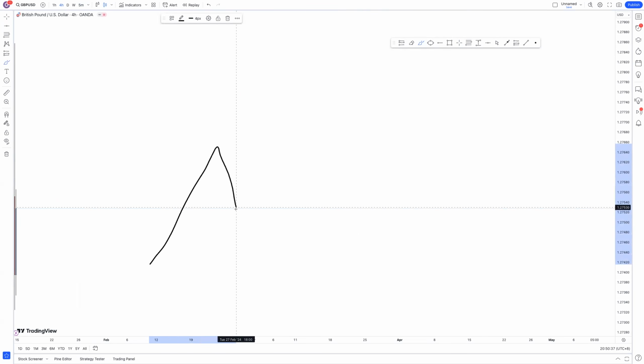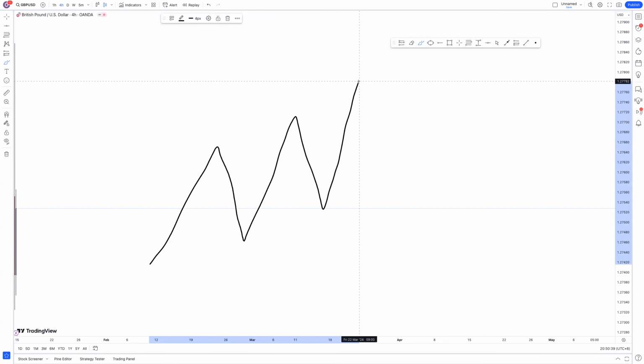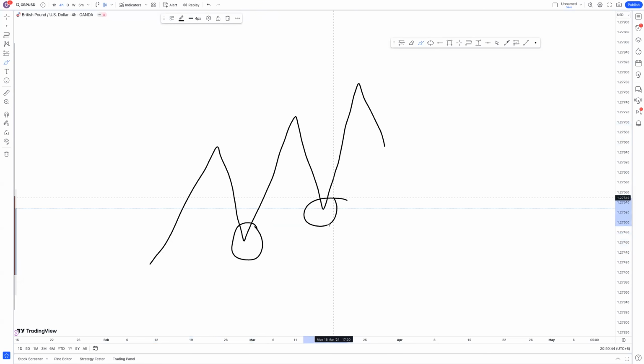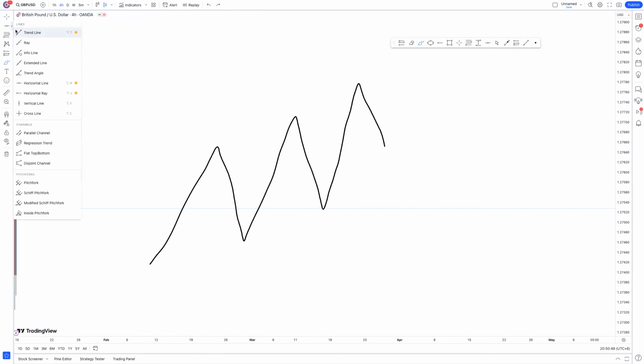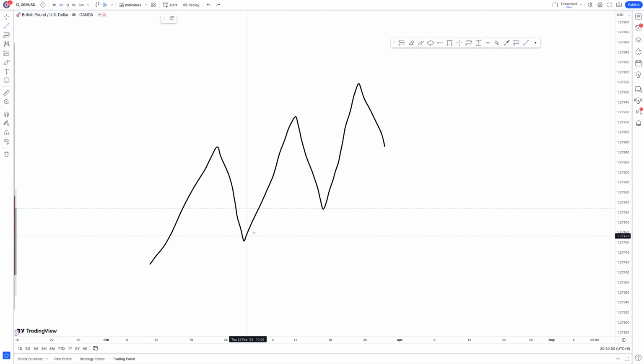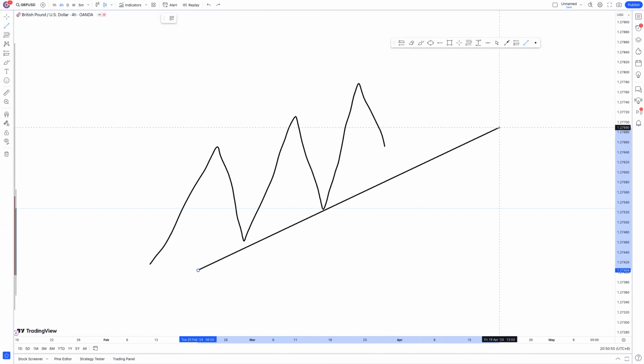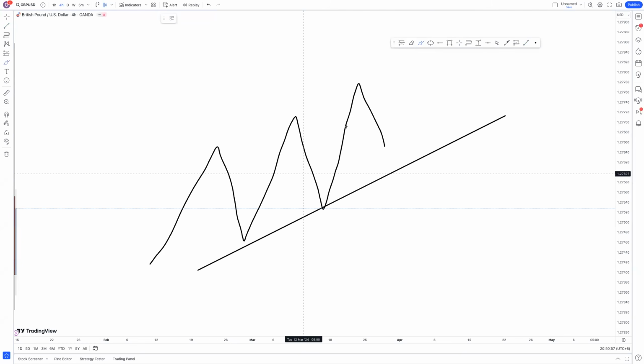In the uptrend, where price is creating higher highs and higher lows like this, how you draw a trend line is by connecting all the higher lows. These higher lows right here. So you take the trend line tool, that can be found somewhere right around here, trend line. Connect this higher low to the other higher low and just boom, then you have your trend line, right? Basically by connecting the higher lows together.